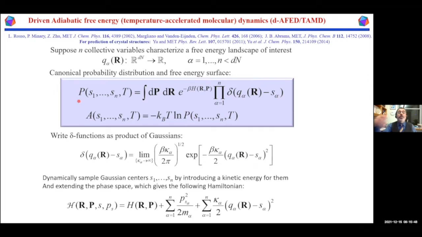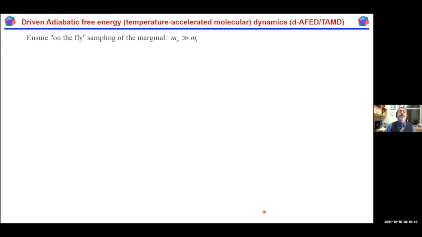So the way that you would sample something on the fly to sample this marginal is to extend your phase space, treat this as an additional kind of potential energy term, and add a fictitious kinetic energy with some fictitious masses for these S's so that you can actually move them around, all right? Now that'll sample something, but it doesn't actually sample your marginal until you include some additional conditions.